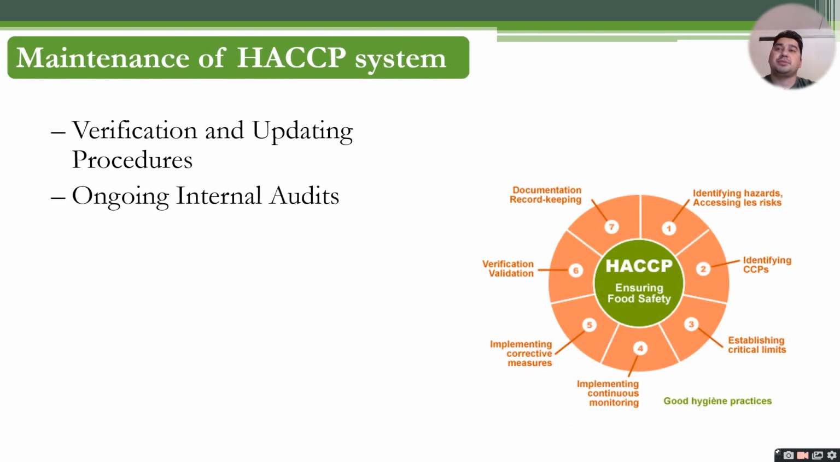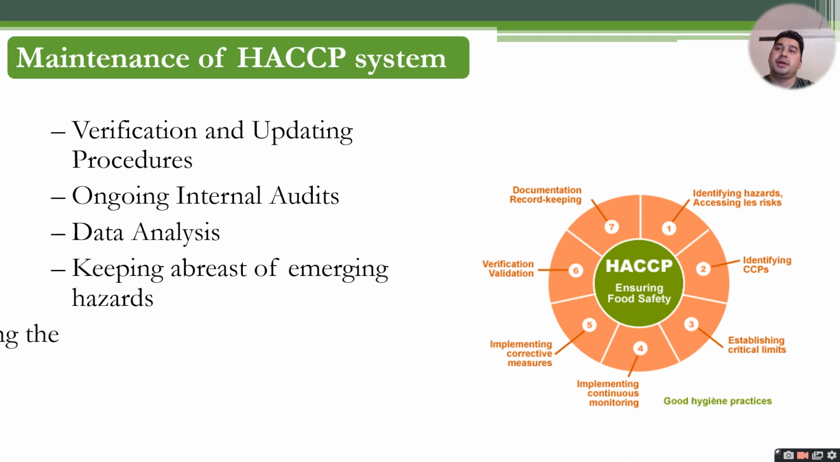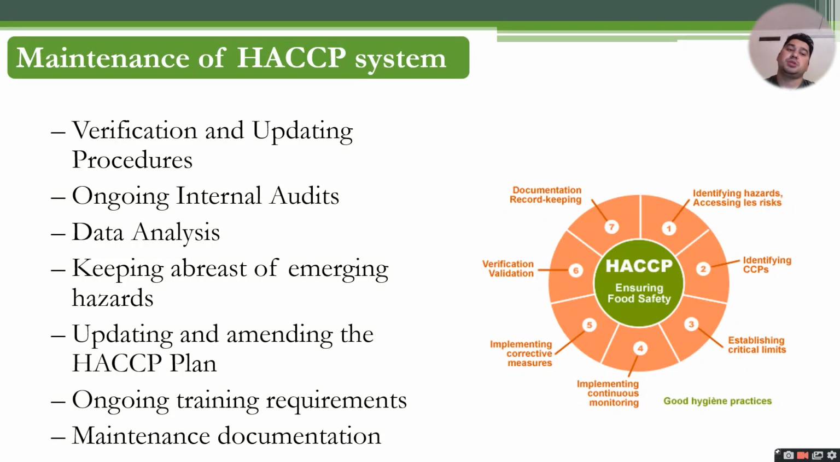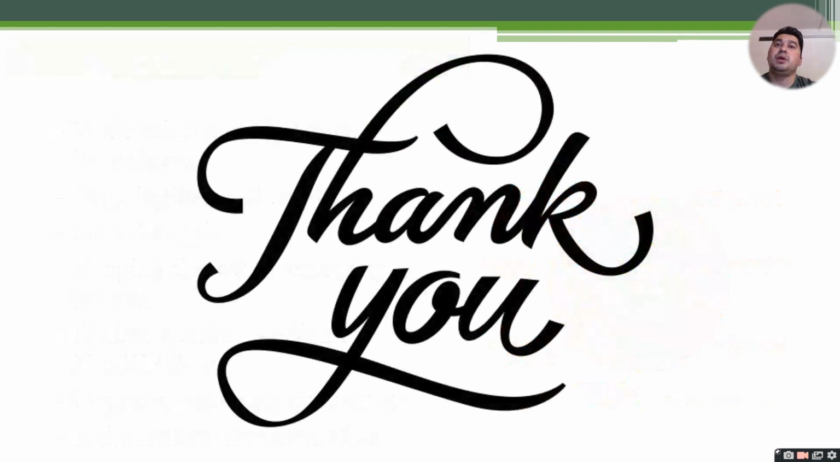Now, maintenance of the HACCP system. Once you are done with all these audits, you have to make sure that your HACCP system is maintained. How can you maintain your HACCP system? By verifying and updating procedures, ongoing internal audits, data analysis, keeping abreast of emerging hazards, updating and amending the HACCP plan, ongoing training requirements, maintenance, and documentation. So these are the processes you can follow to make sure that your HACCP system is working properly.